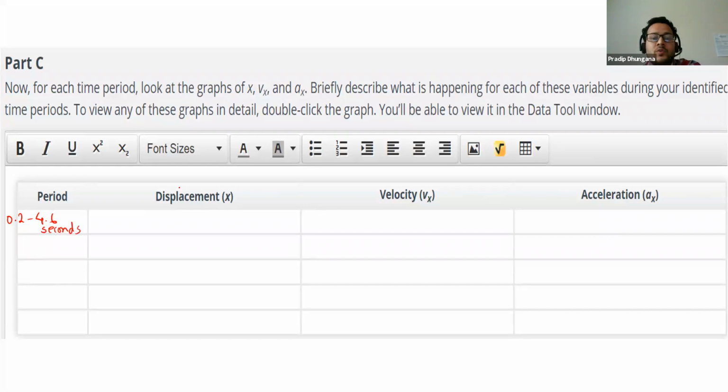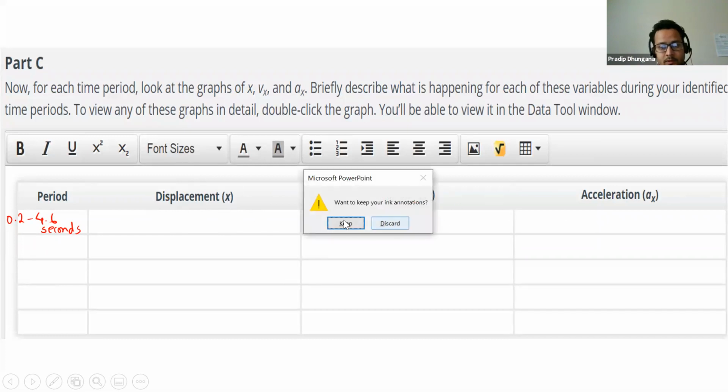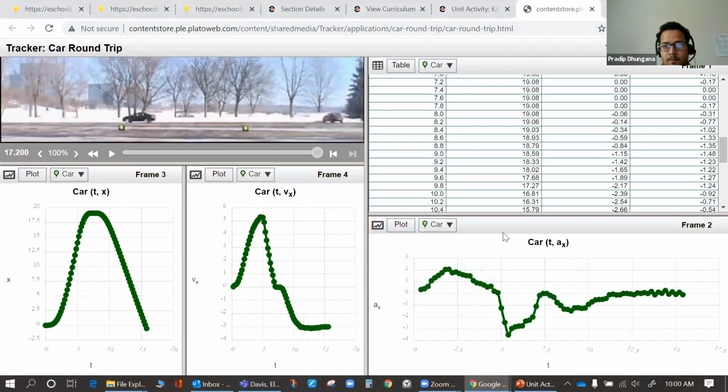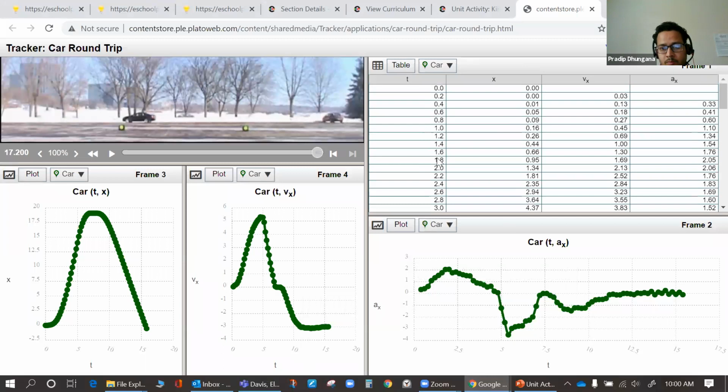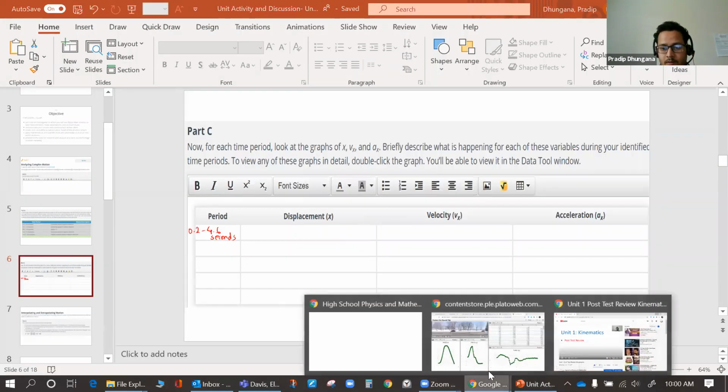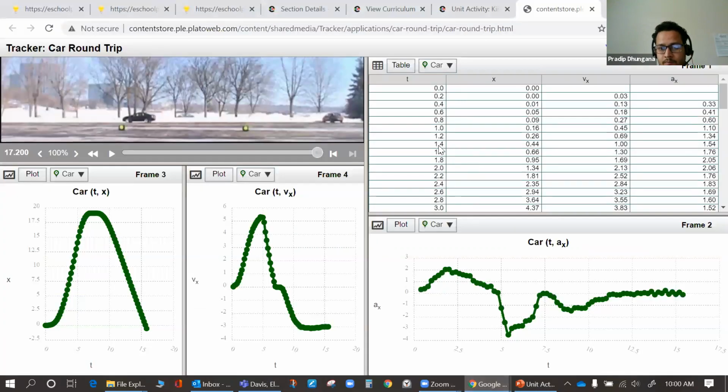Okay. Now you will have to go back to the table that has all those quantities: displacement, velocity, acceleration, and the time. So let me go back to that table and let's look at how the displacement, velocity and acceleration look. I'll keep it and then let's go back. Okay, 0.2 to 4.6. Yeah.